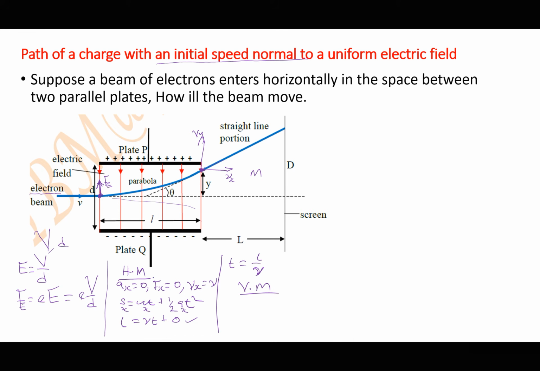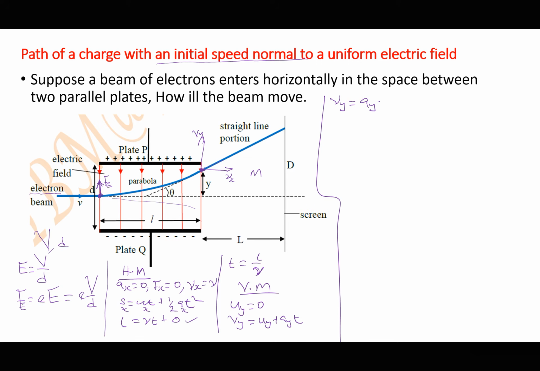Here I consider the horizontal motion to find the time between the plates. If I consider vertical motion, because the particle entered initially horizontally, it means the initial velocity in the vertical was zero. Of course, there is a final velocity Vy, which can be Uy plus acceleration in the y times t.